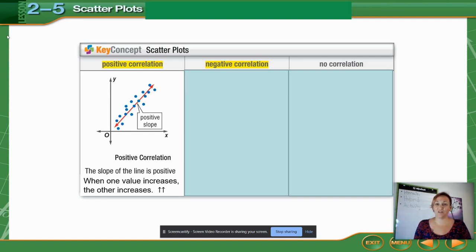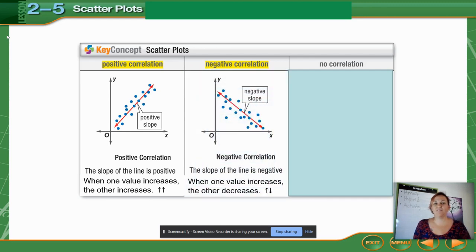For a negative correlation, we want to notice that our dots have a general trend of going downward. So we want to start up high and then we're falling down. That also means that our line of best fit, the red line on the screen, has a negative slope. If I found the equation for that red line, I would expect my m to be a negative number.